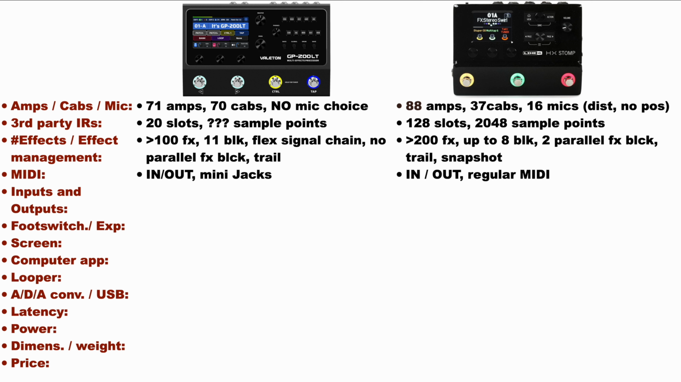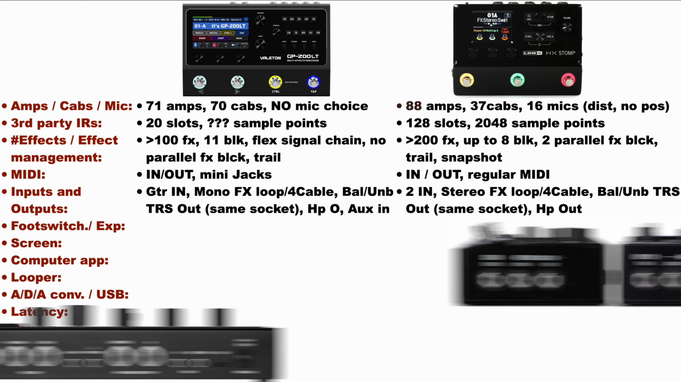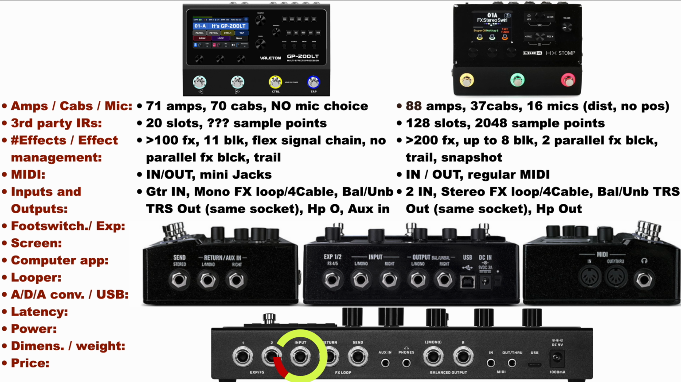MIDI ports. As regards inputs and outputs, the Valeton has a guitar input, a mono effect loop, balanced and unbalanced outputs via TRS jacks, a headphone out and an aux in. In the HX Stomp we have a stereo input, a stereo effect loop via TRS jacks, balanced and unbalanced outputs via TRS jacks like the Valeton, and a headphone out.